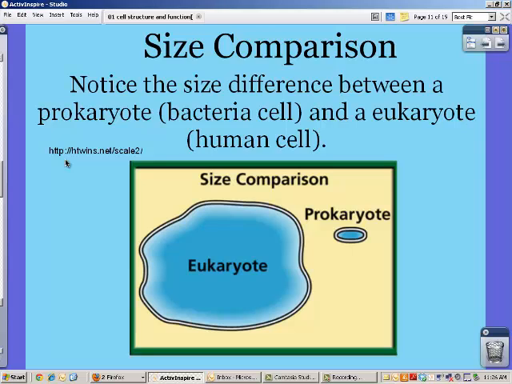And so that more or less is what I want you guys to understand, the differences of prokaryote cells versus eukaryote cells.